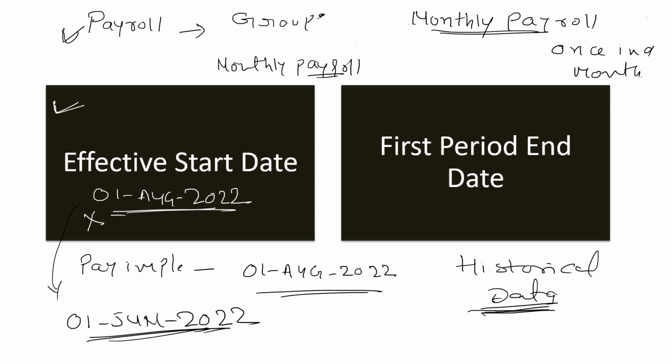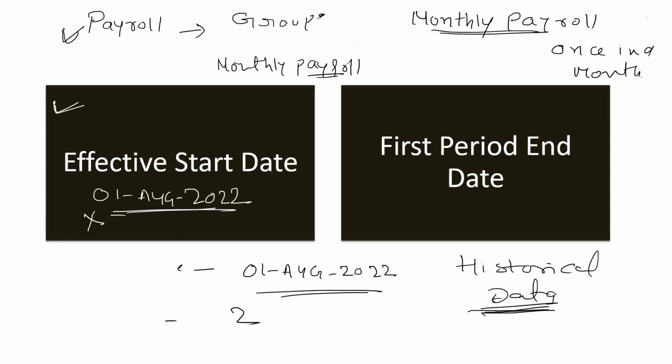So if I'm implementing, my first run is going to happen from 1st of August, and we want to keep historical data, then my effective start date is 1st of June. So this is more about the effective start date. I believe the effective start date is clear to all of you. If it is not clear, if any questions are there, please put them in the comment box. I will try to answer your questions or queries.